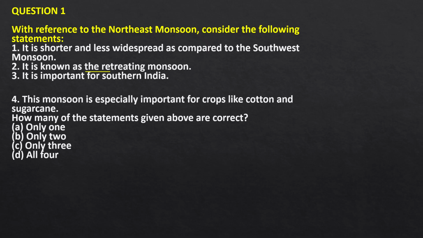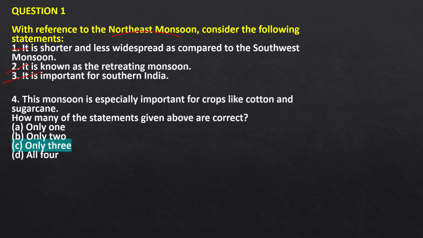So the correct answer for this question is C, that is only three statements are correct. Statement 1: the northeast monsoon is shorter than the southwest monsoon and is less widespread. 2, it is known as the retreating monsoon, and this is also correct. And 3, it is important for southern India.